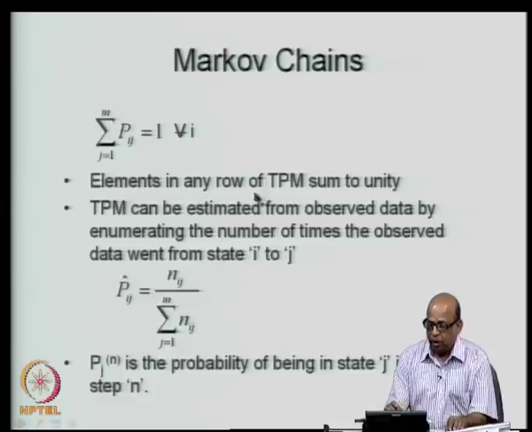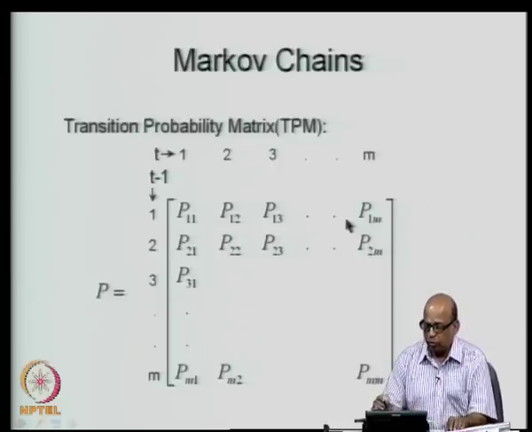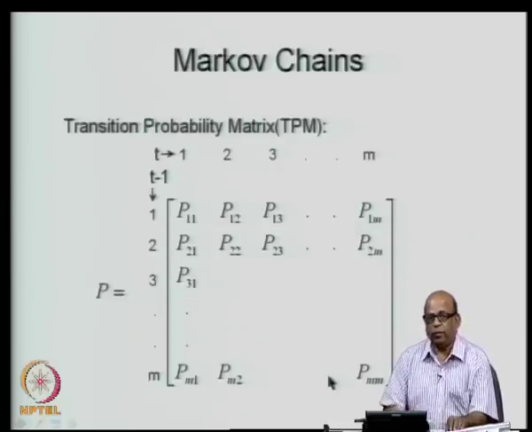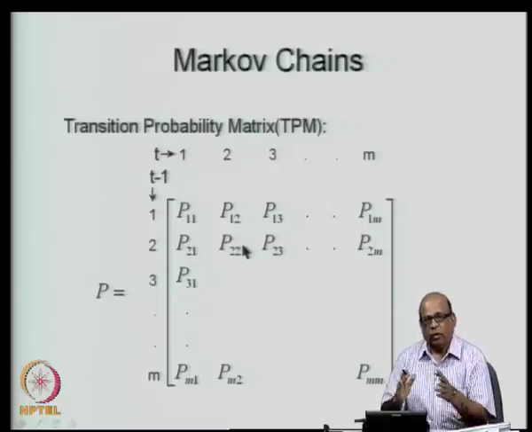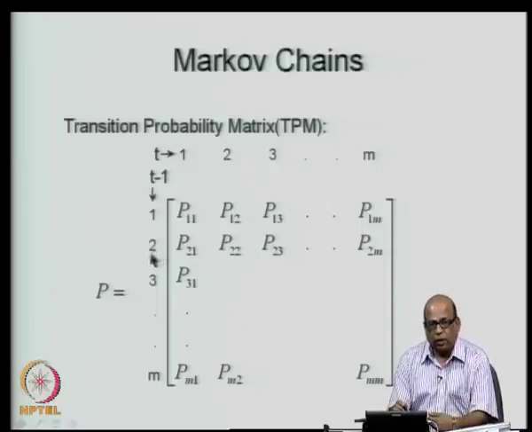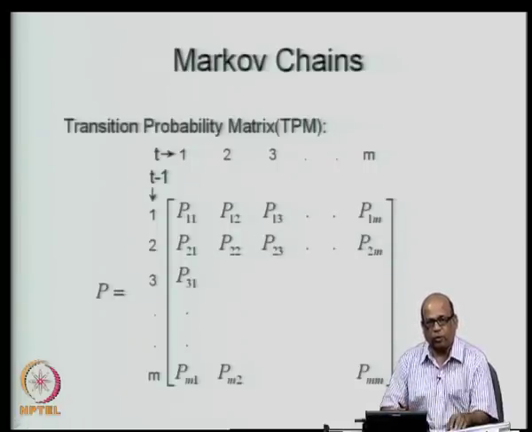The elements in any row of TPM sum to unity. So, this is one important feature. So, all these rows sum to unity. Why does that happen? As I said, starting with a particular state, it has to go into one of the states. So, the probability that it goes into 1 starting with 2, or it goes into 2, or it goes into 3, etcetera, this must be 1. So, it has to go into one of the class intervals, and therefore, the rows add up to 1.